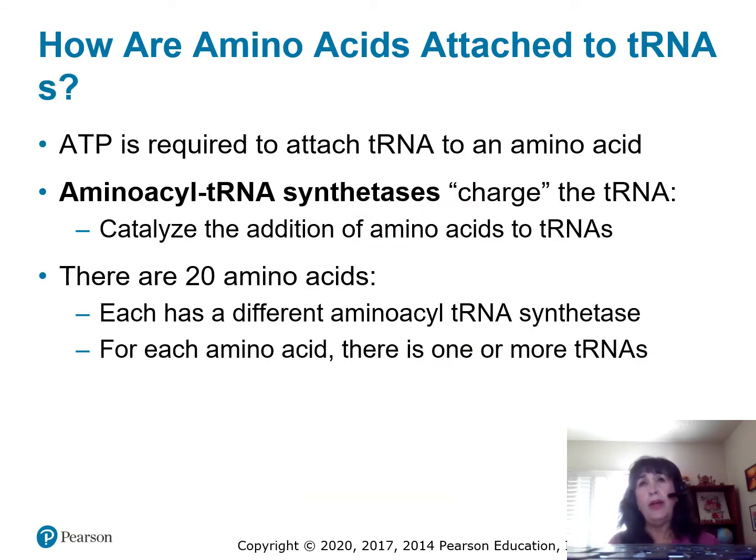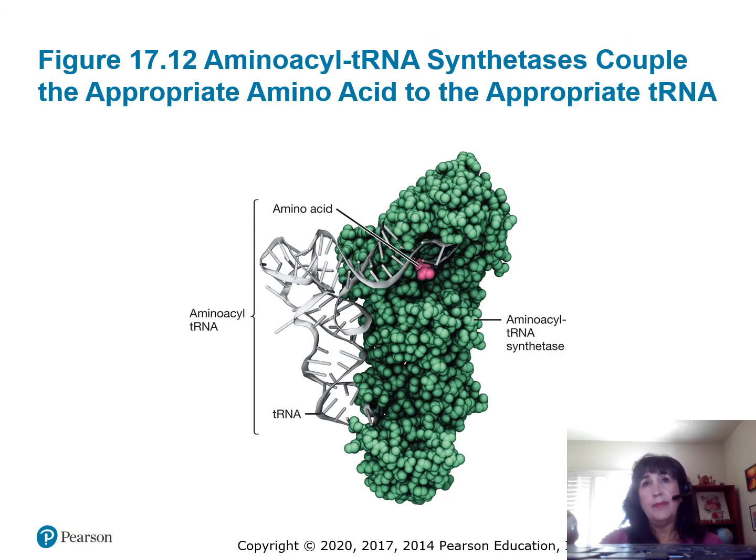ATP is required to actually load the amino acid onto, or bind it to, the transfer RNA. So what is loading the amino acid? It's an enzyme, and this enzyme is called aminoacyl transfer RNA synthetase. In other words, it's charged and it's able to catalyze the reaction. Now, it says there are 20 amino acids, and each has a different aminoacyl transfer RNA synthetase. So there's a special one for each of the amino acids.